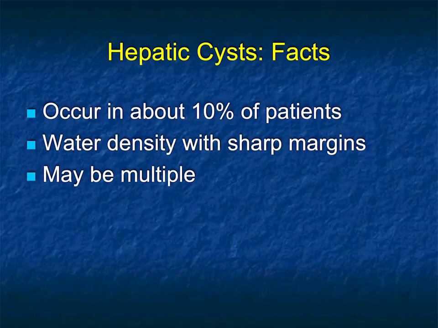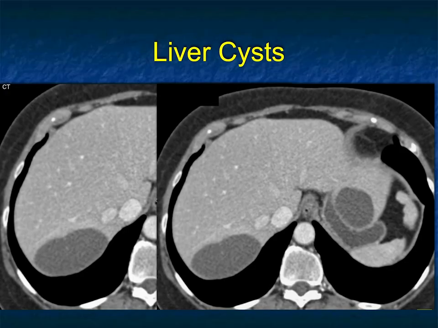Water density, sharp margins, can be single or can be multiple. Most patients who have hepatic cysts, they're small. They're a centimeter or less in size. The better contrast you give, particularly in venous, the more cysts you're going to see. And as I mentioned previously, one of the challenges we face is with little tiny lesions that are probably cysts. How do you know it's not a metastasis? Again, cysts: water density, no enhancement, sharp borders.